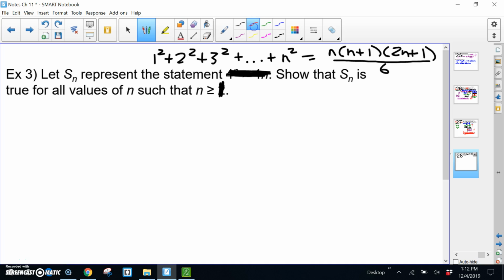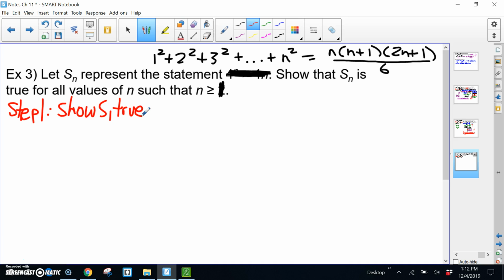So it's still the same. All of them are pretty much the same. You start with step 1. Show S1 is true.